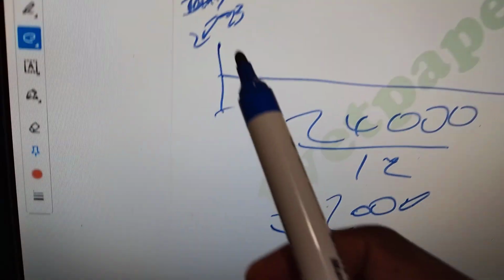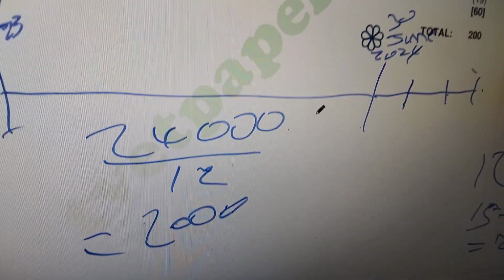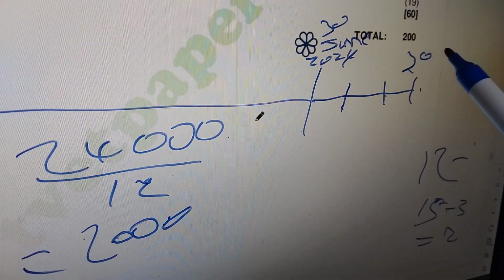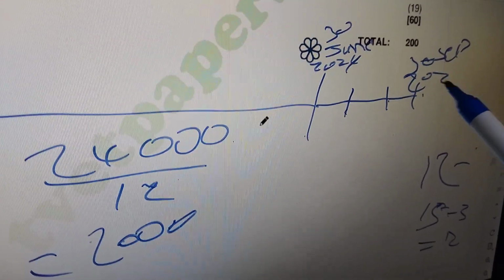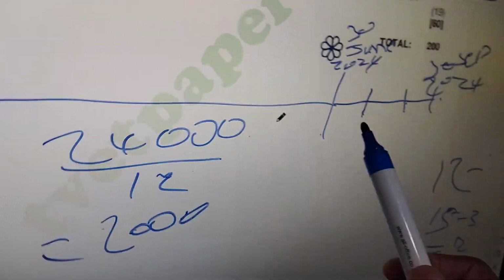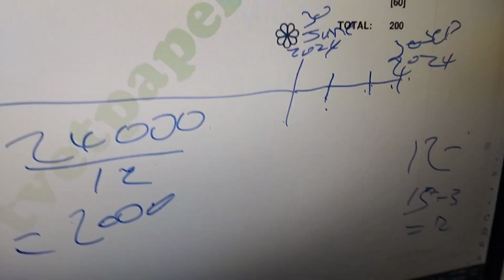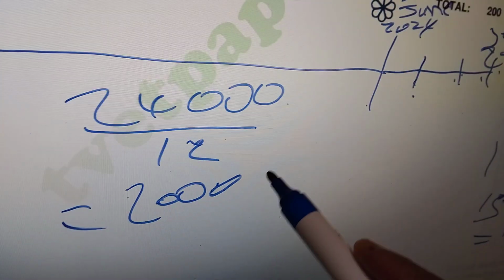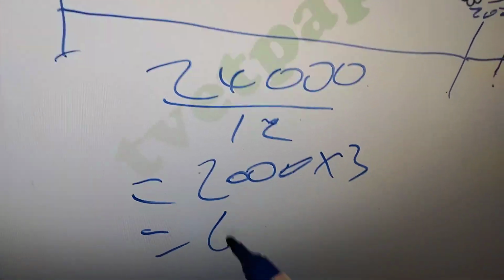So 2,000 from July until the 30th of September 2024. So 1, 2, 3. This is the 3 months that I'm talking about. So these 3 months we paid them in advance. So 2,000 multiplied by 3 equals 6,000 rand.